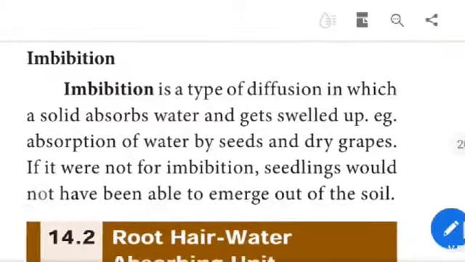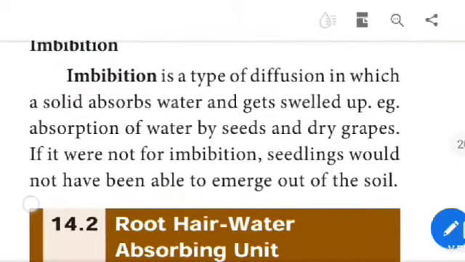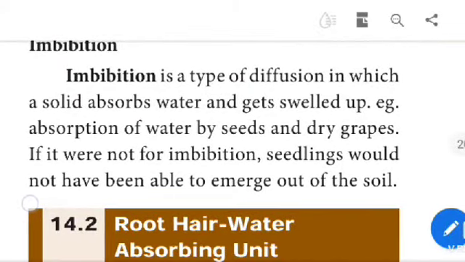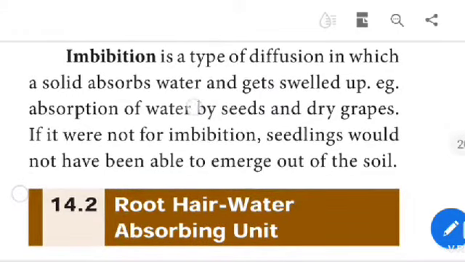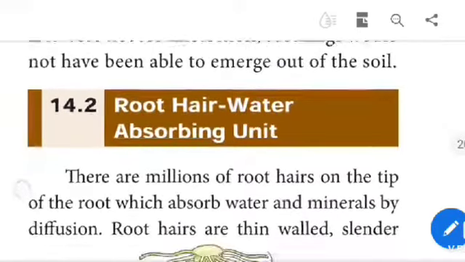Imbibition. Imbibition is a type of diffusion in which a solid absorbs water and gets swollen. Example, absorption of water by seeds and dry grapes. If it were not for imbibition, seedlings would not have been able to emerge out of the soil.